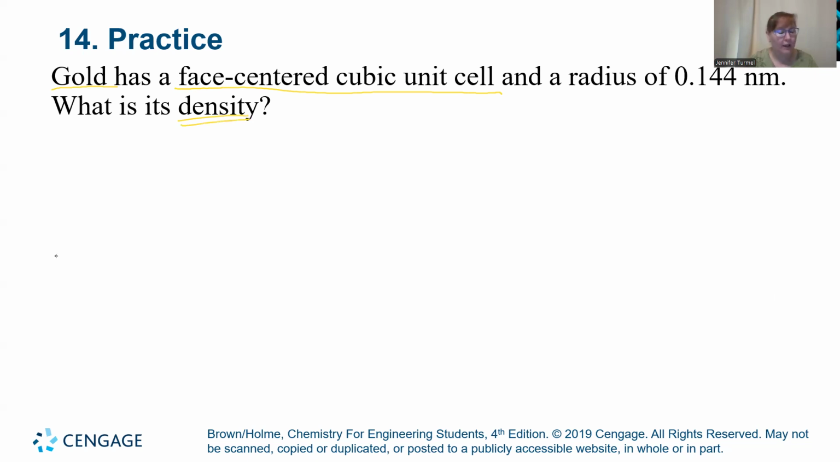All right, so let's go ahead and work through our steps again. Step 1 in this case is, again, how many atoms per unit cell? And for a face-centered cubic, that is 4 atoms per cell.